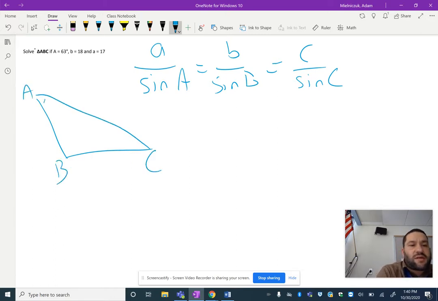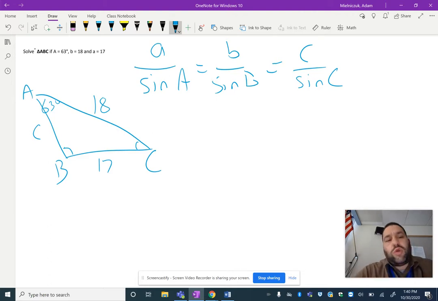We know the angle A is 63 degrees. We know that side length B is 18, side length A is 17. So we don't know angle B, we don't know angle C, and we don't know side length C. All right, so where do we start?